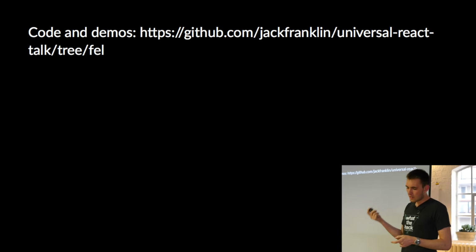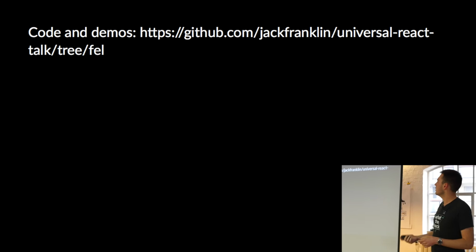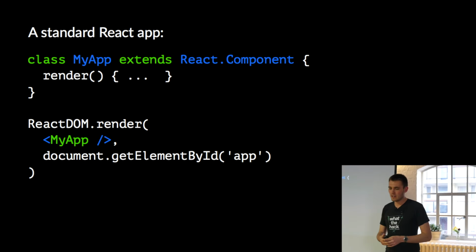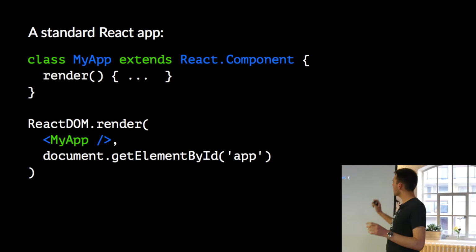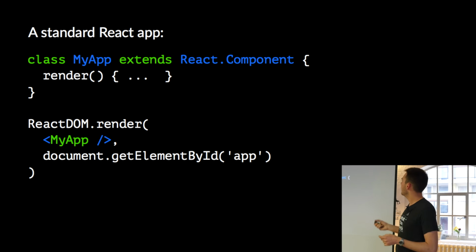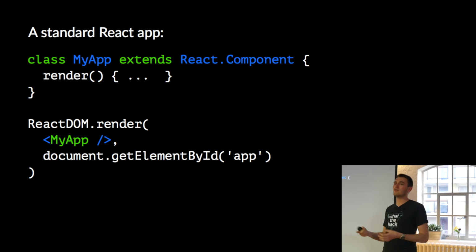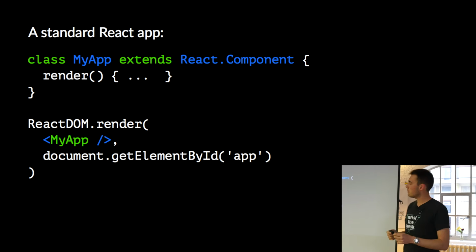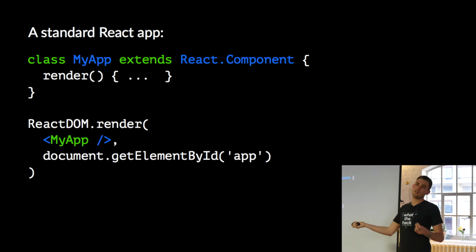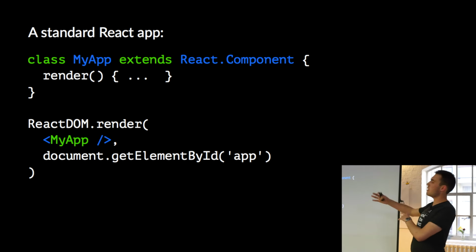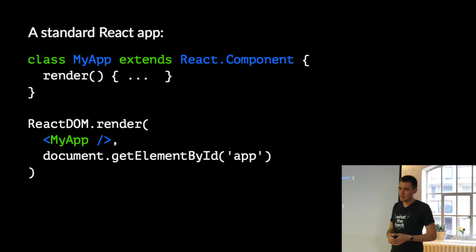So if we take a look at a standard React application, in-depth knowledge of React is definitely not required for the talk, but we have a component called myApp, and it has a render method. In that render method, I declare what this component should look like when it's put into the browser. Then we call ReactDOM.render. We give it the component to render, this myApp tag here, and then we just tell it where to put it onto the page. So in this case, it's going to render that myApp component and put it into the div on the page with an ID of app. And that's the browser side.